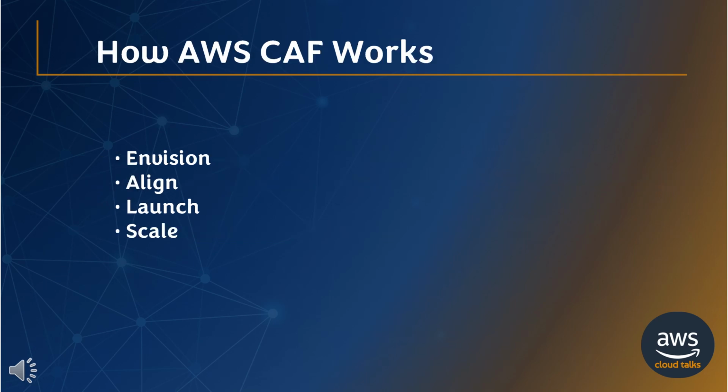Now let's talk about how AWS CAF works. The AWS Cloud Adoption Framework, AWS CAF, leverages AWS experience and best practices to help you digitally transform and accelerate your business outcomes through innovative use of AWS. AWS CAF identifies specific organizational capabilities that underpin successful cloud transformations. These capabilities provide best practice guidance that helps you improve your cloud readiness.